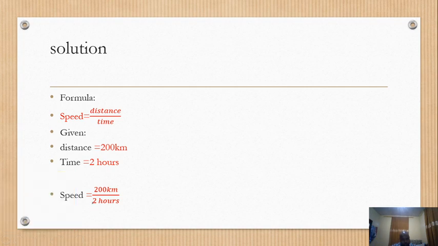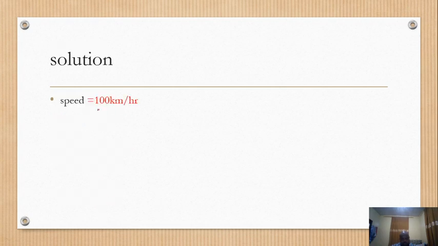You divide by 2, it's 1. Divided by 2 is 100. So it's 100 kilometer per hour. And by the way, kilometer per hour or meter per second, some unit of distance per unit of time is the unit of speed, right? So 200 kilometer divided by 2 hours is 100 kilometer per hour.